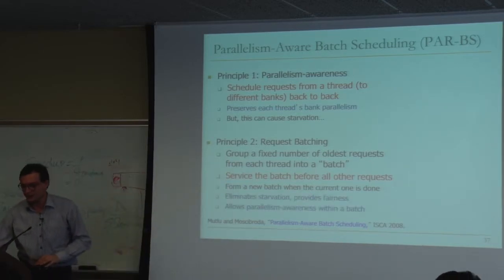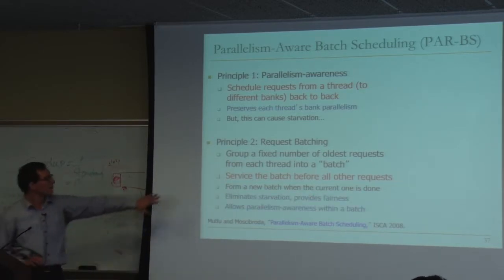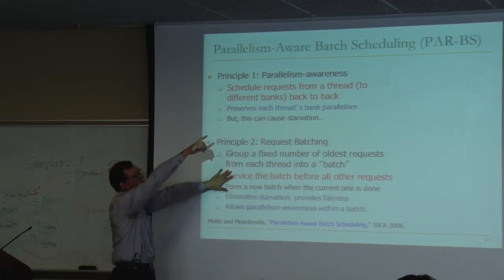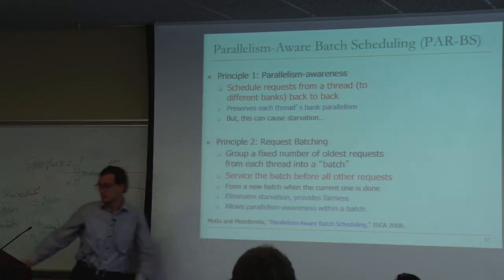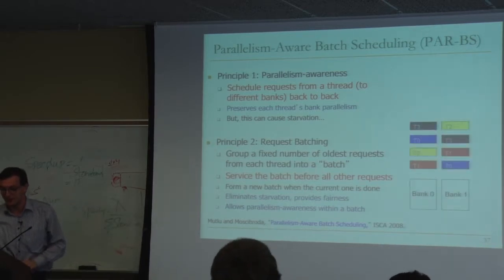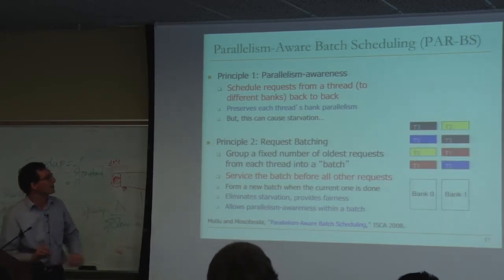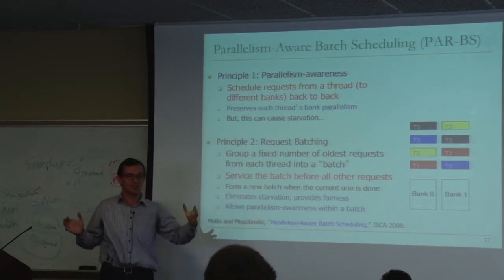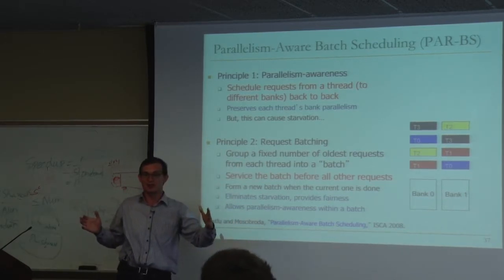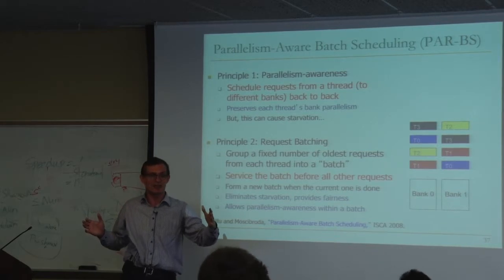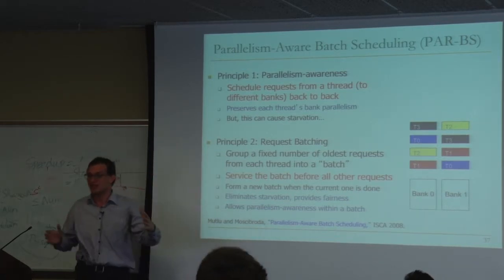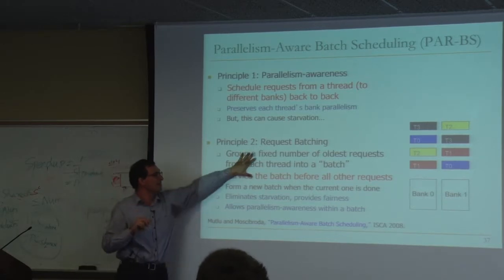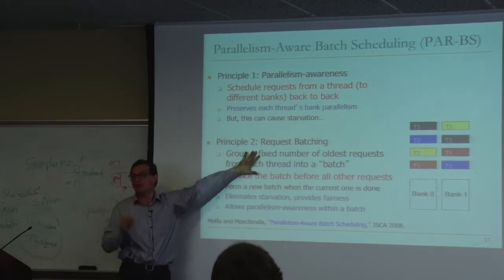So if you look at this, the purpose of this is to eliminate starvation and provide some sort of fairness. The purpose of this is to improve performance or system throughput. And we've seen this example. So how do you actually do each of these? Well, batching is easy. You mark some number of requests, the oldest requests from each thread to each bank, as part of a batch. You can have a single bit that marks each request, and the requests that have that bit are prioritized over others.